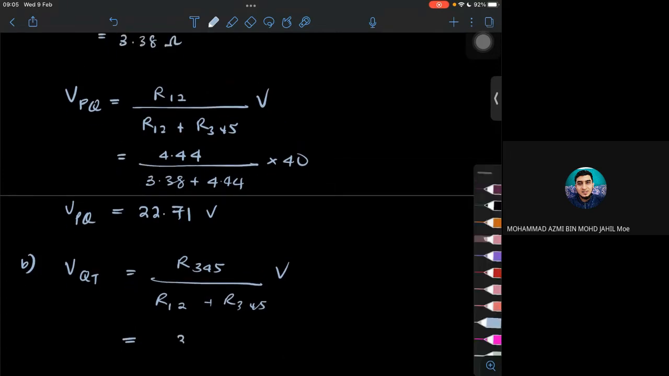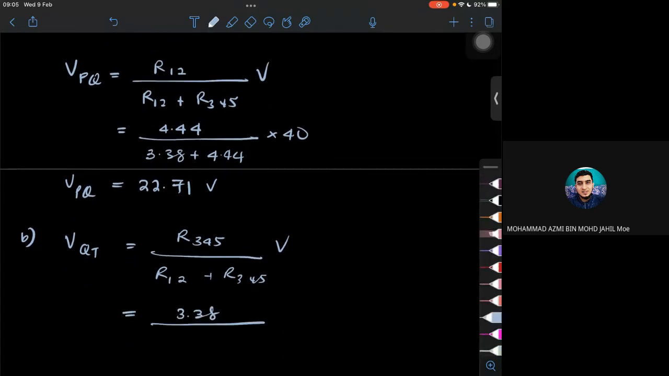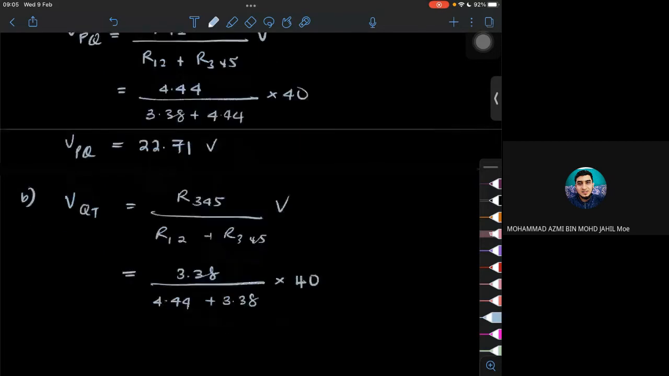So here will be 3.38 divided by 4.44 plus 3.38 times with 40. So VQT will be equal to 17.29 volt. Semua boleh follow? Yang lain? Boleh, Miss. Okay, so there is also another method we can find VQT. Macam mana? Ada yang ada idea? Macam mana kita mau cari VQT using another method?